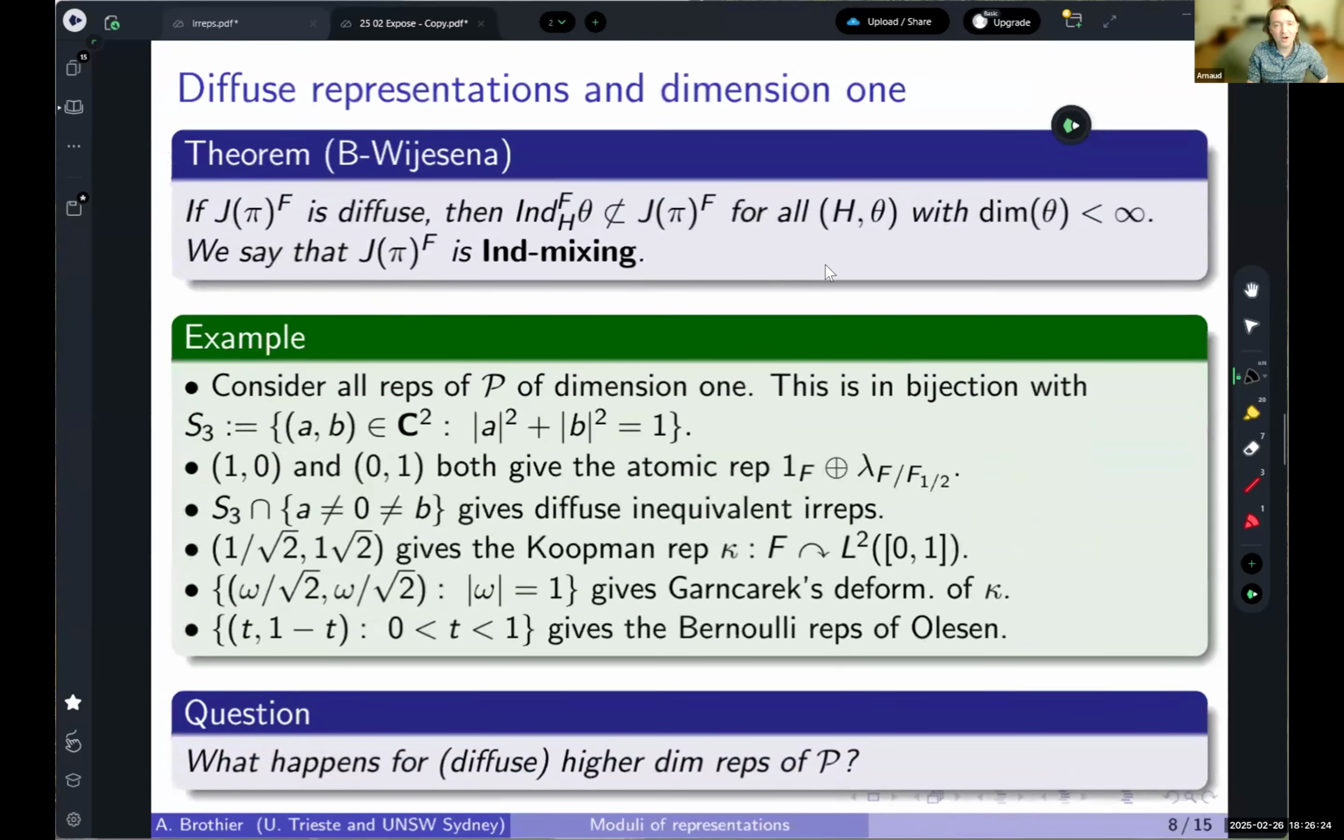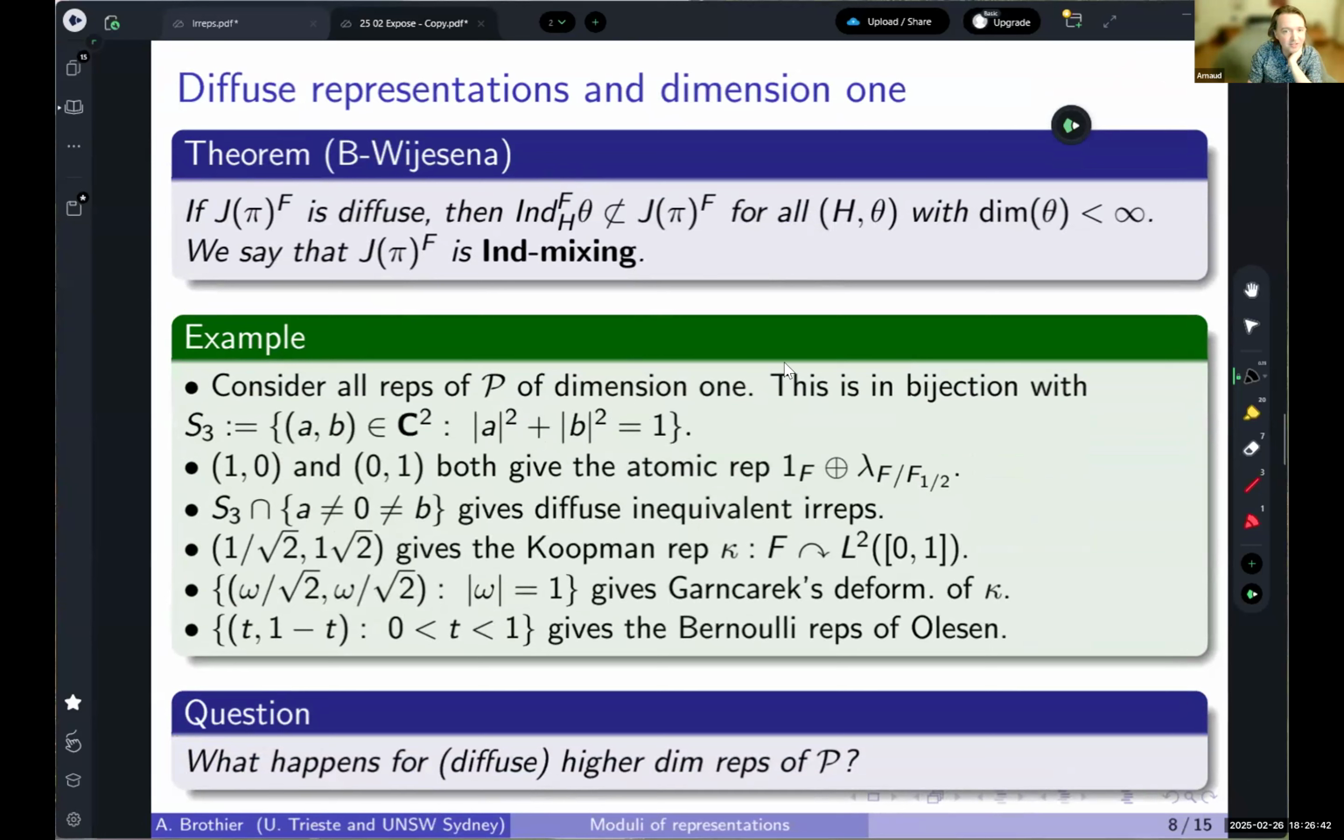Now, what about the other ones, the diffuse? Well, they are the total opposite of the atomic, okay? They are mixing, which means that they don't contain any induced representation of something finite dimensional.